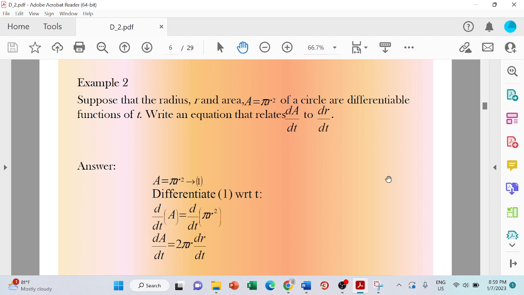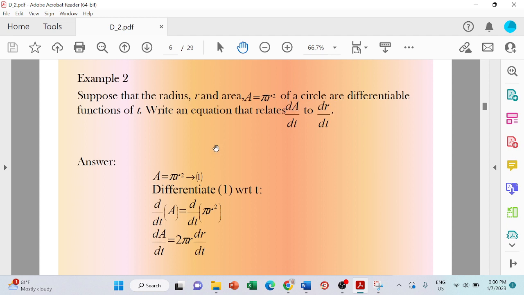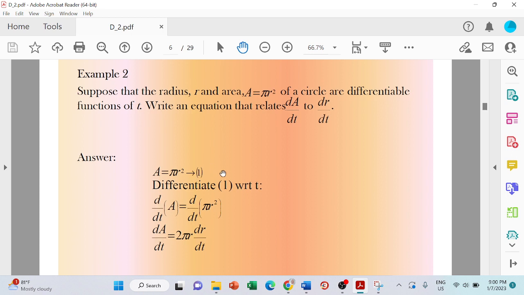For example 2, they state here, suppose that we have radius r, area of a circle as pi r squared. They said, write an equation that relates the area dA dt to dr dt. Basically they want an equation that relates your area to your radius. They gave us the equation for area of a circle, A equal to pi r squared.